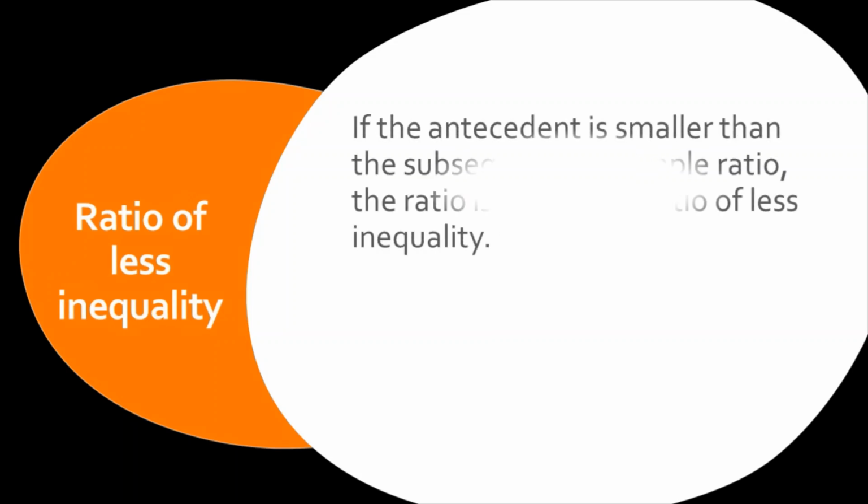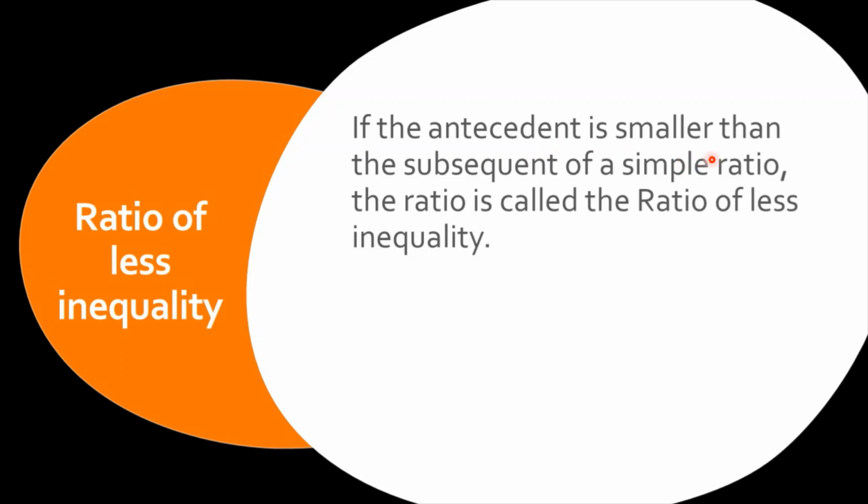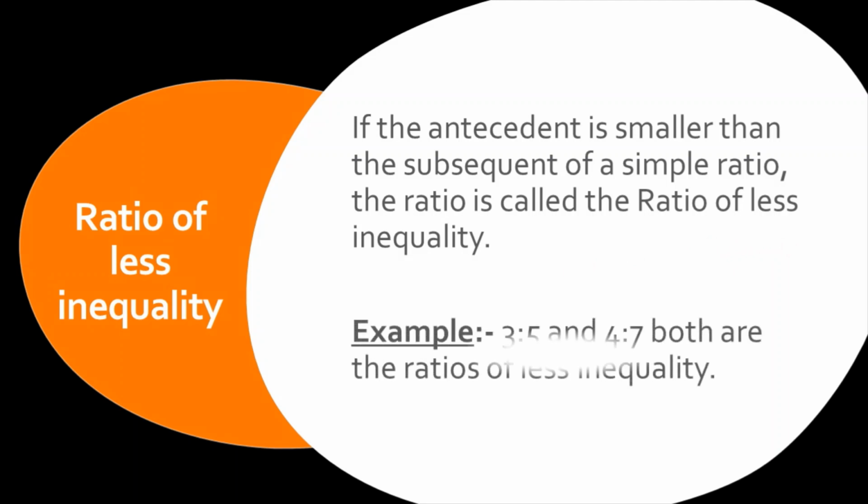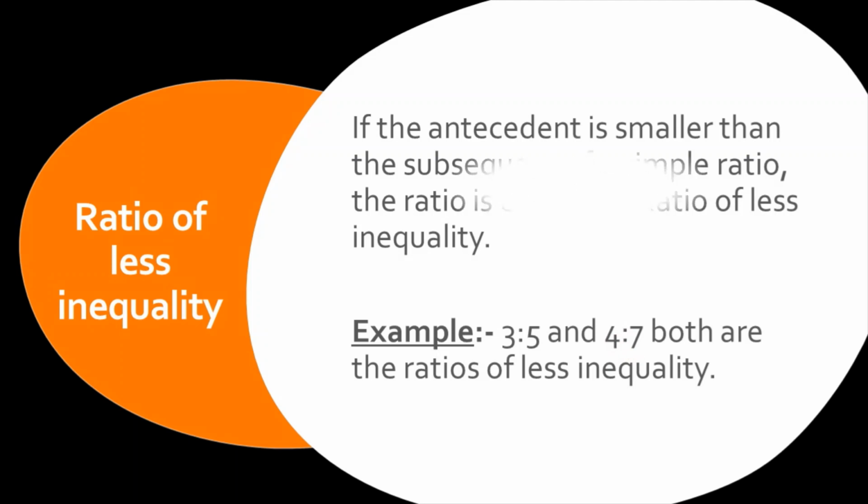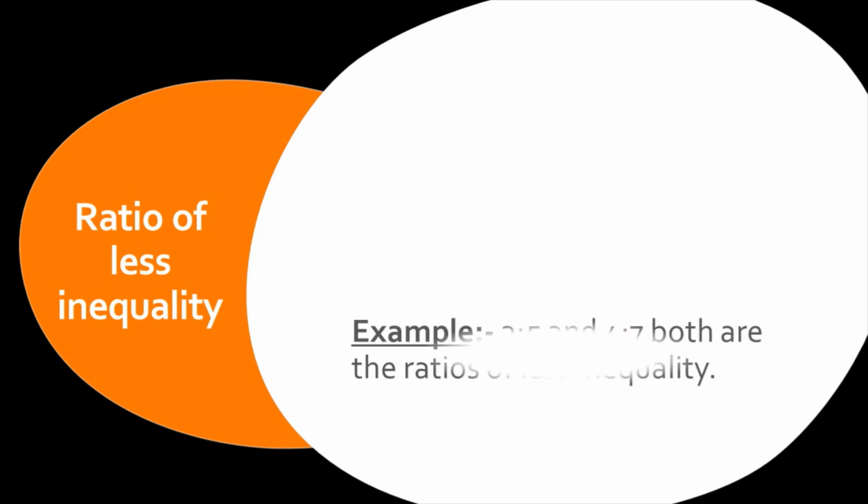Ratio of less inequality. If the antecedent is smaller than the subsequent of a simple ratio, the ratio is called the ratio of less inequality. Example: 3:5 and 4:7 are both ratios of less inequality, because here antecedent 3 is less than the subsequent, and here antecedent 4 is less than the subsequent. So this is the ratio of less inequality.